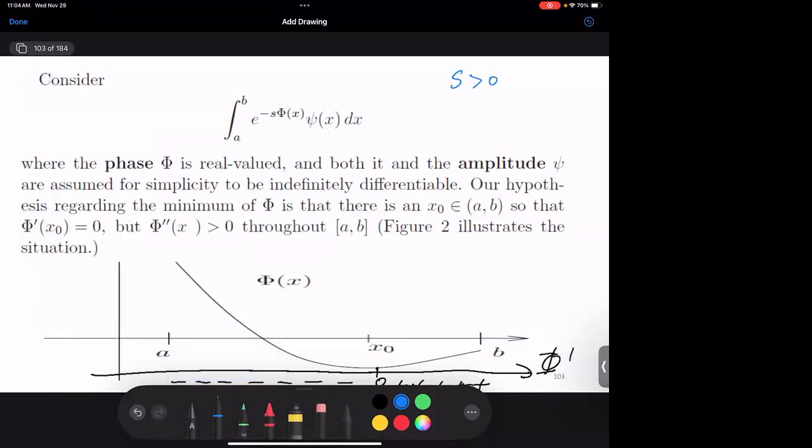Do I have to say s is real if I write this? No, as soon as I write s is greater than 0, that implicitly tells us that s has to be a real number. What do you think should happen to this integral as s gets larger and larger and larger? It looks like it should be getting smaller and smaller. Why? It depends on what phi is. So phi is fixed and s is changing.